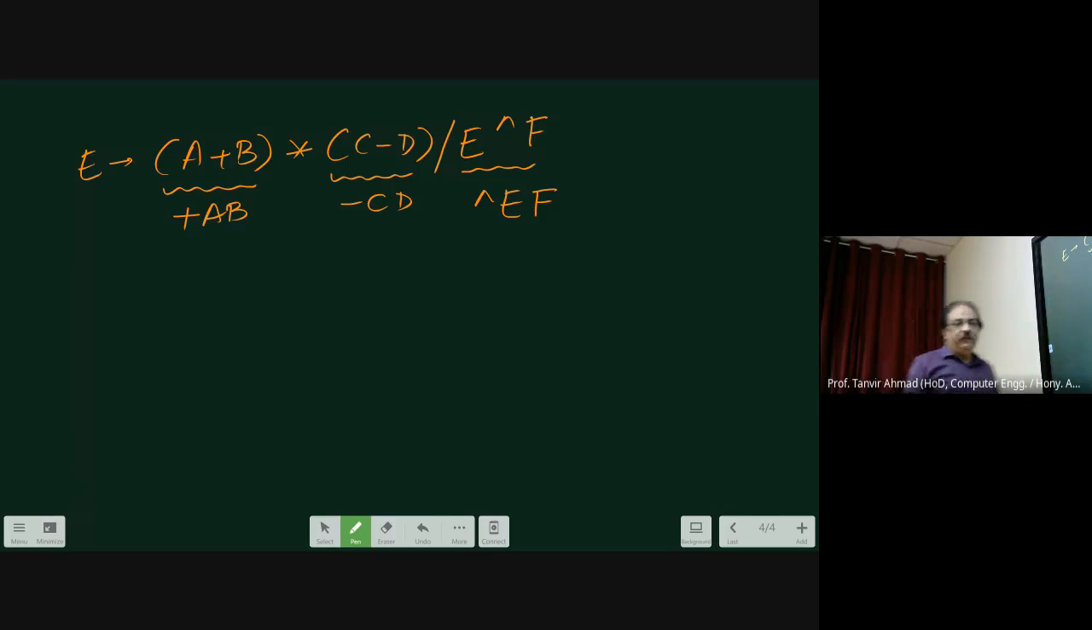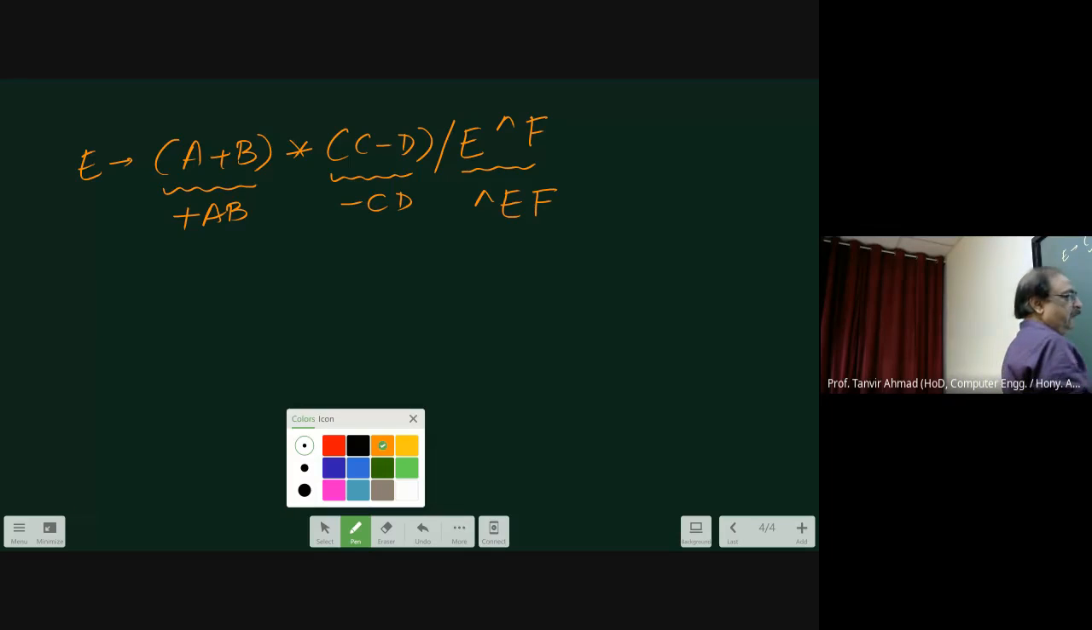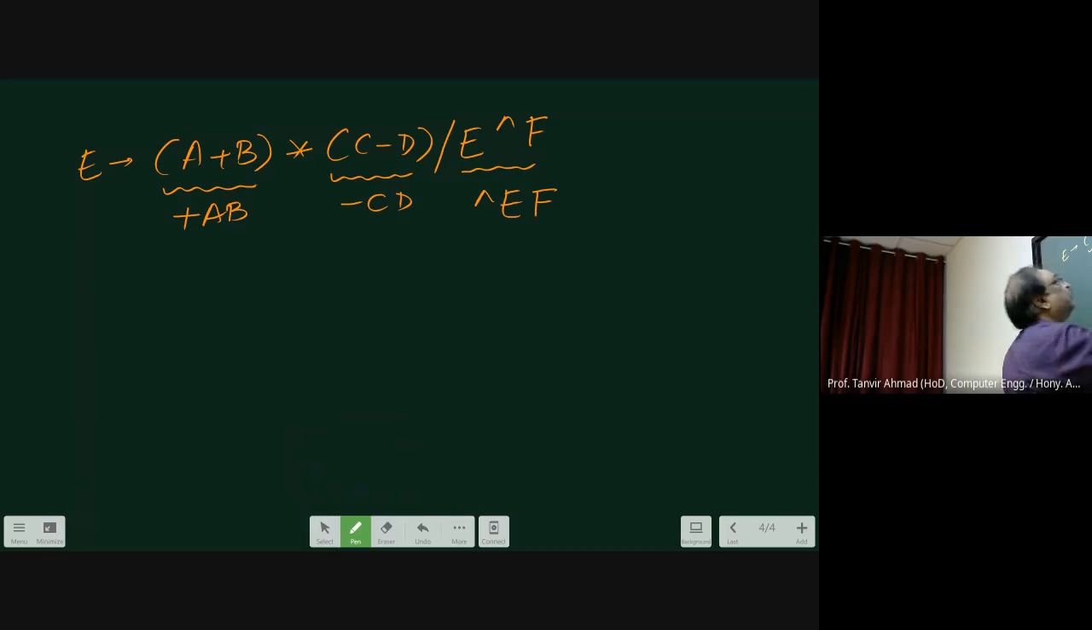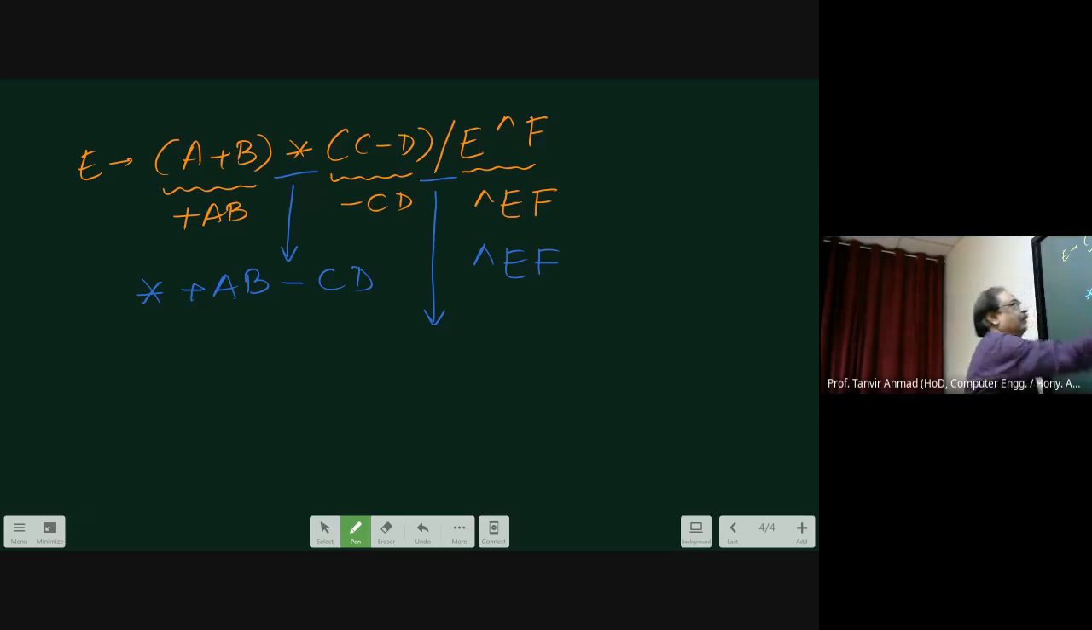Then you are left with two operators, this one and this one. Now this will be done first. Therefore, this will be multiplication plus AB minus CD. And obviously this will be copied as it is. And then you will do this one. This will come first, then it will look like this.